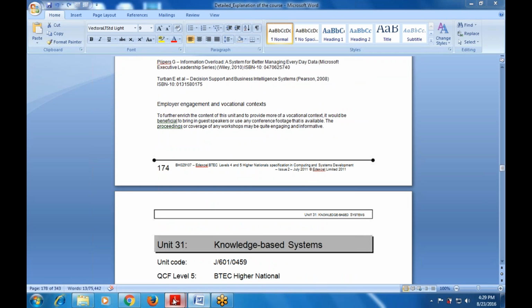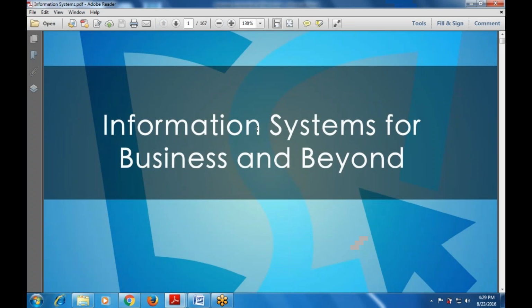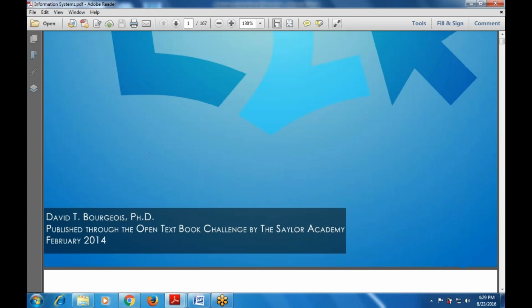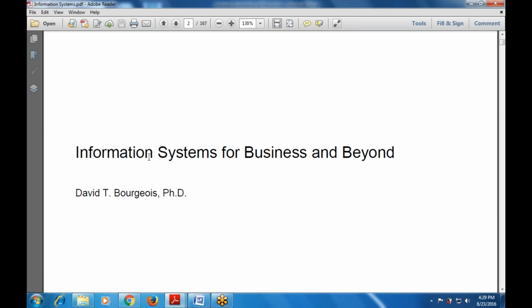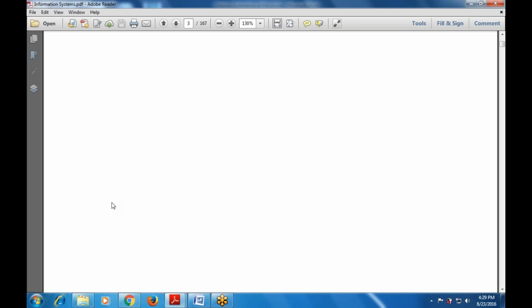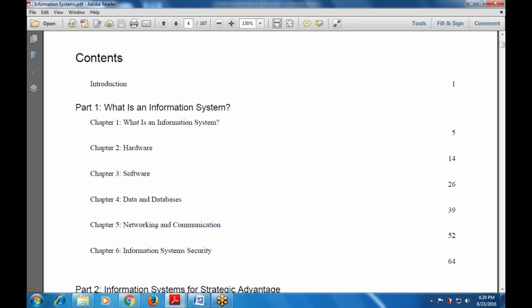What is a module? This is a PDF of the module, Information Systems for the Organization, written by David E. Burgess. Now let's talk about the various content in this book. This is the content. The first chapter is what is an information system.